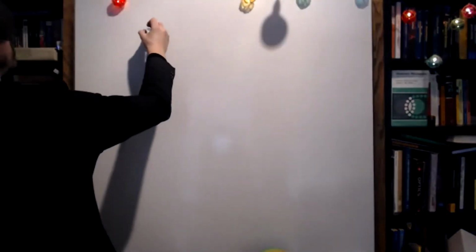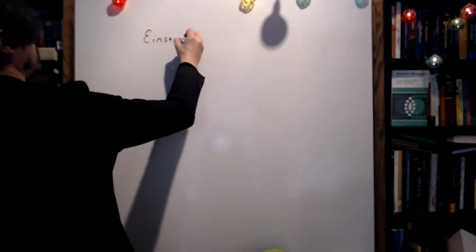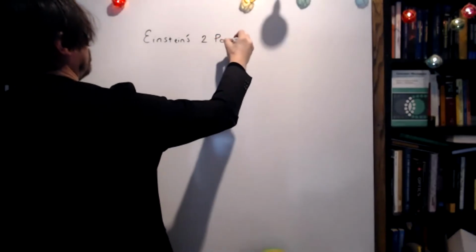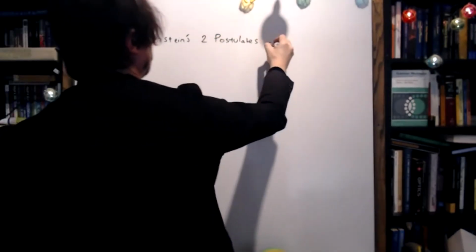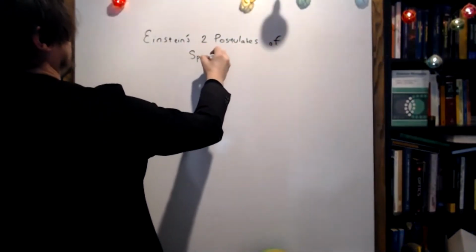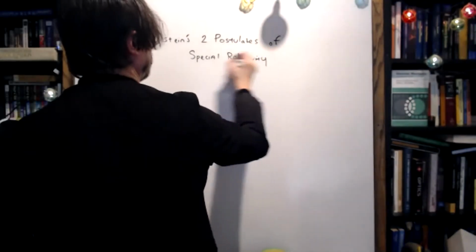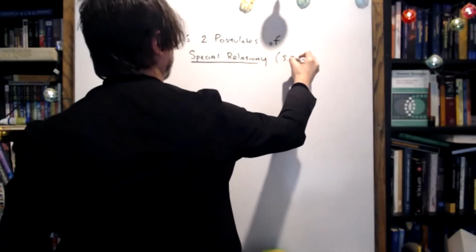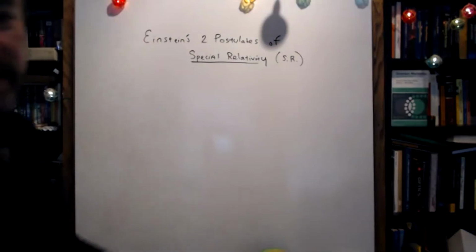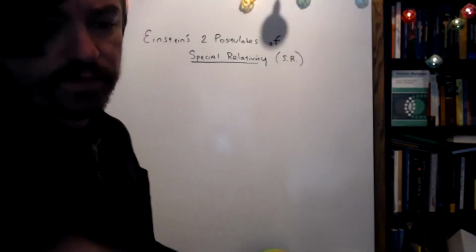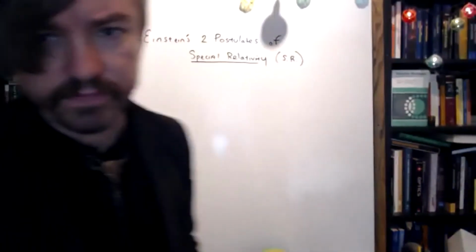Okay. So Einstein's two postulates of what is now known as special relativity. Sometimes we call it SR for short. I'm going to say a couple of things here. First of all, you probably don't know what a postulate is, right? Sorry, I'm just looking for a slide here. Where are you guys? I lost you.